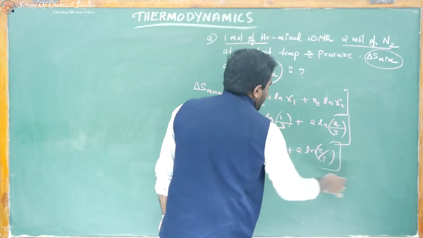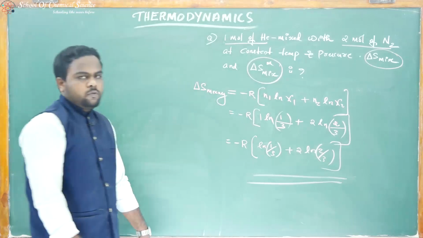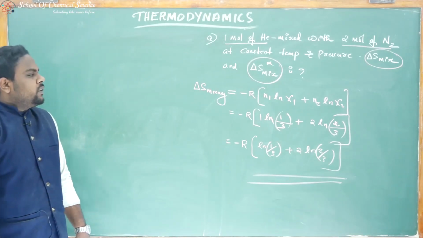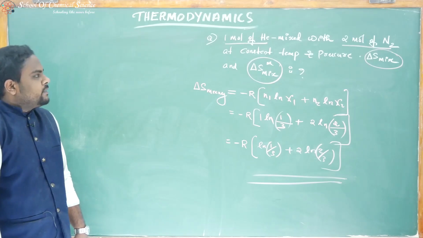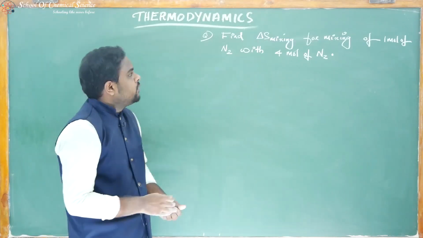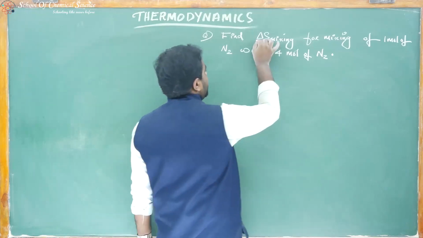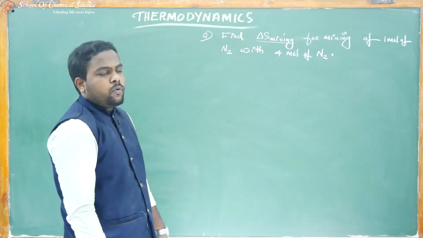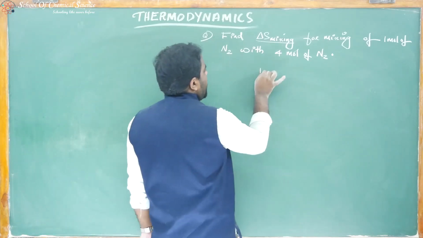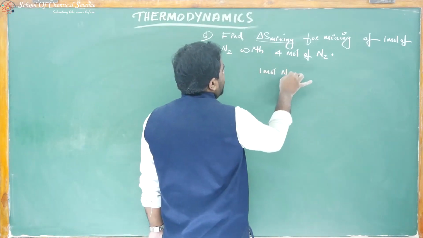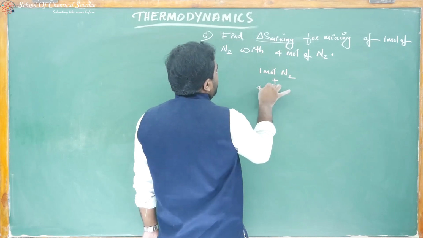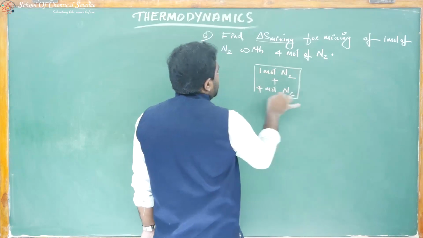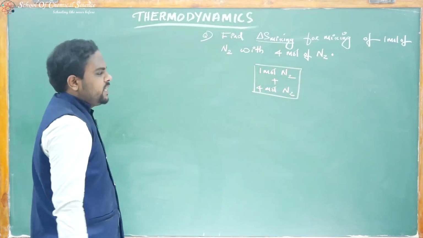Most times your answer will be in this fashion: minus R ln 1 by 3 plus 2 ln 2 by 3. So that will be your answer. Next question. Find the delta S mixing for mixing of 1 mole N2 with 4 moles of N2. So 1 mole N2 plus 4 moles of N2. What will be the entropy change for mixing?